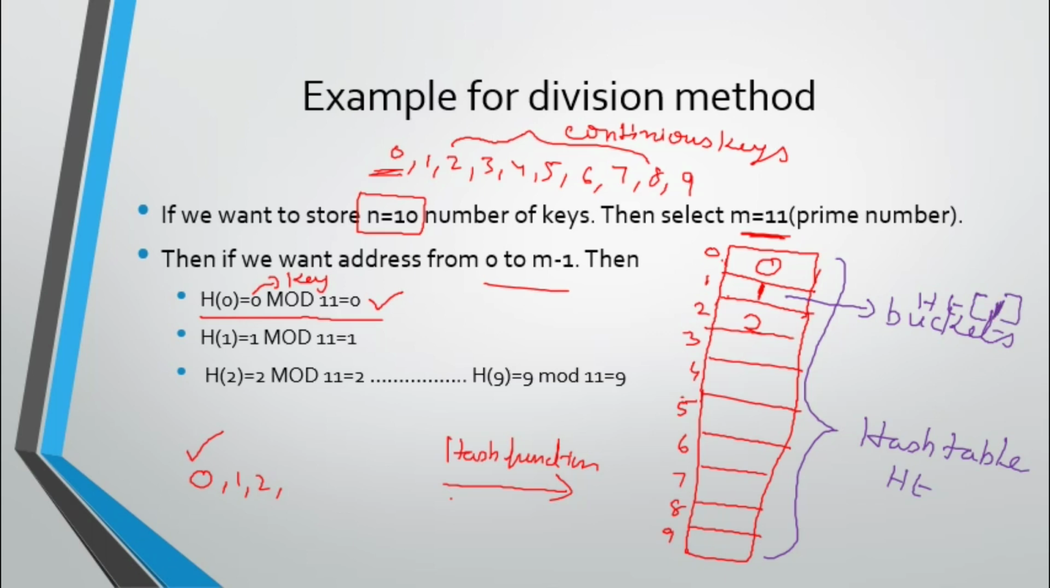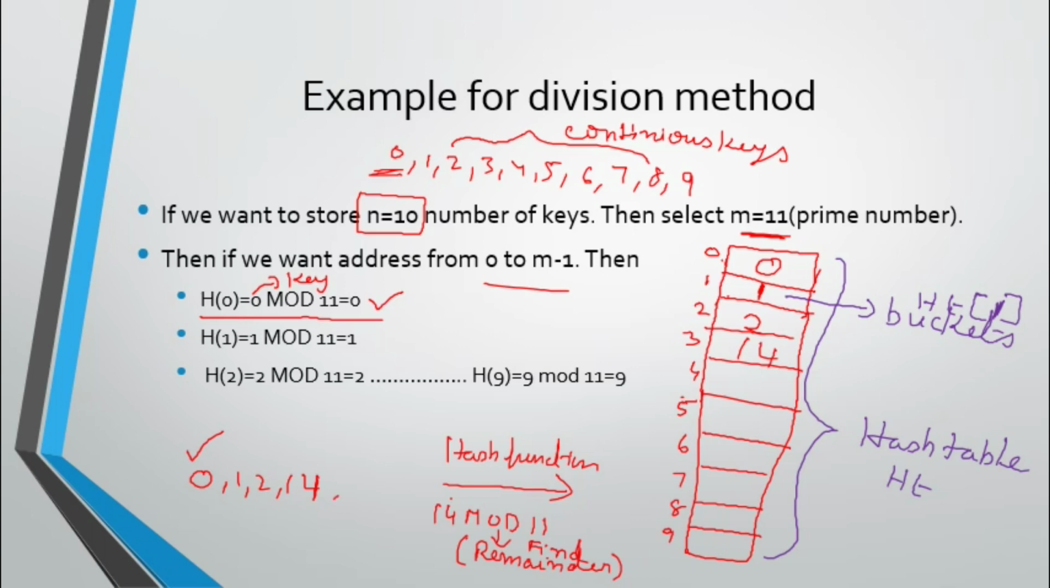Now let me take some other key, say 14. How do you find the hash function? It is 14 mod 11. What does mod do? Mod finds the remainder. So 11, then 12, 13, 14, so 3 is the remainder. So you get 3, and this 14 can be stored in position 3. That is how it is.